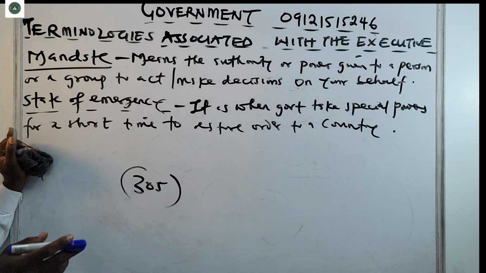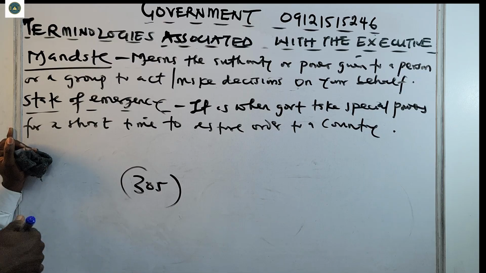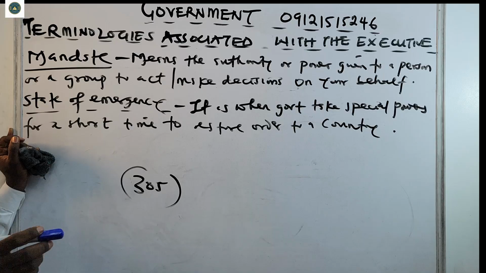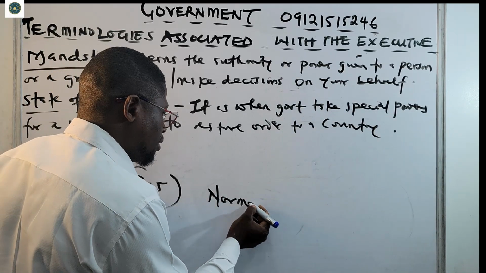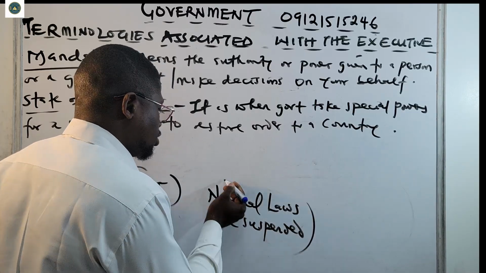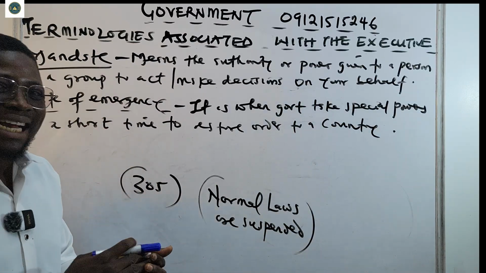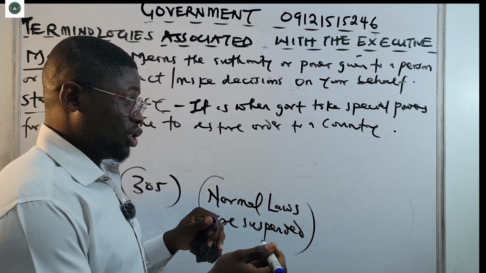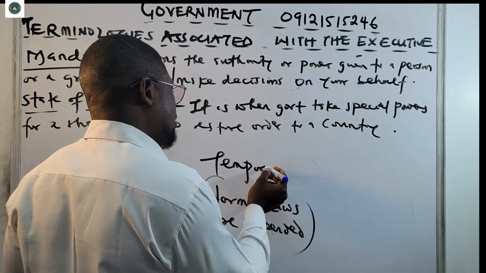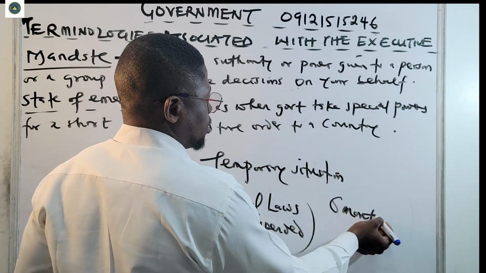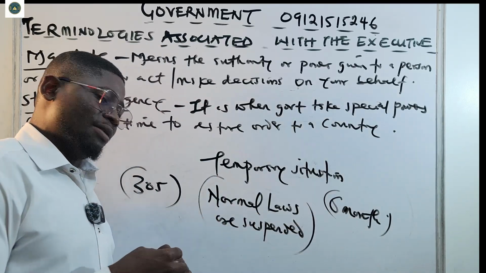So what this means is that normal laws will be suspended, and then the government can do extra things to restore order first. That's what happens during a state of emergency. It is important to know that a state of emergency is a temporary situation, usually 6 months or less. Once there's order, it can be returned to the governor.